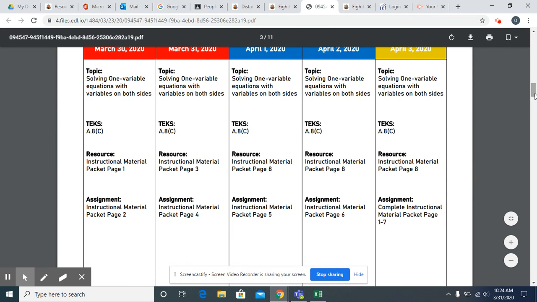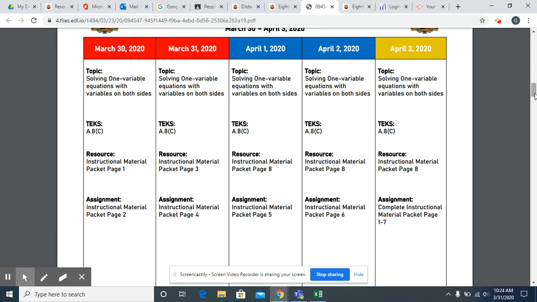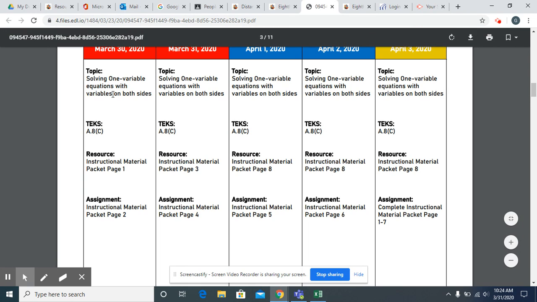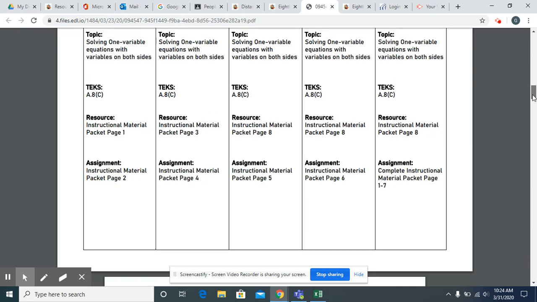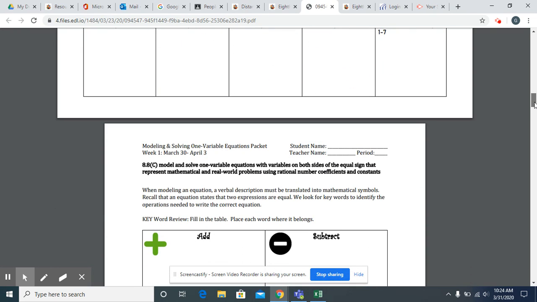The topic for this week is solving one variable equations with variables on both sides. The TEK is 8.8C, and the materials are all within this packet with examples and vocabulary words.